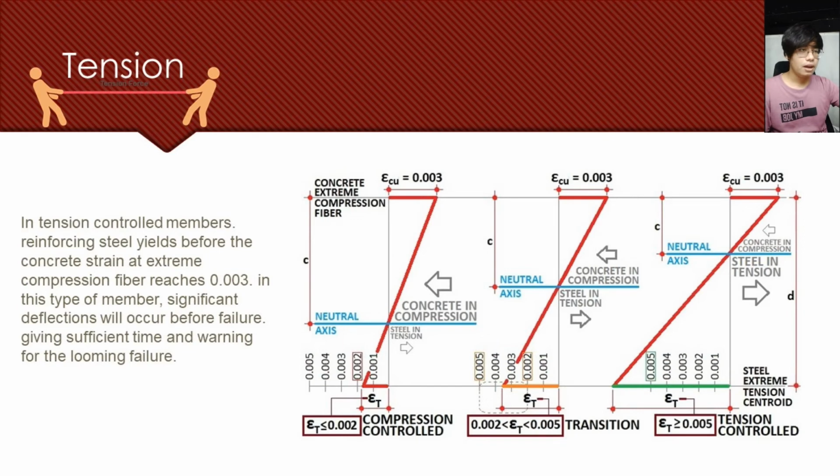Ito naman yung nakaraang picture natin. Bali, kasama na rin to dun sa nakaraan nating tinalakay. In tension controlled members, reinforced steel yields before the concrete strain at extreme compression fiber reaches 0.003. In this type of member, significant deflection will occur before failure, giving sufficient warning time for looming failure.